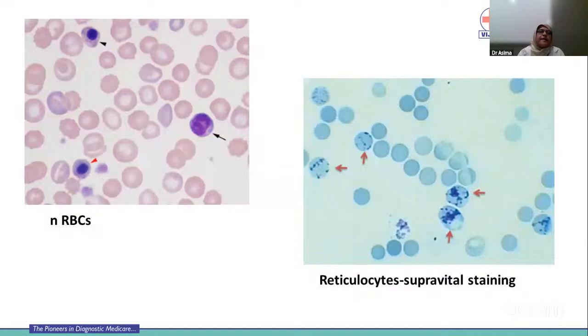So these are the NRBCs we usually come across along with polychromasia in the peripheral blood of hemolytic patients. And here it is the reticulocyte supravital staining.